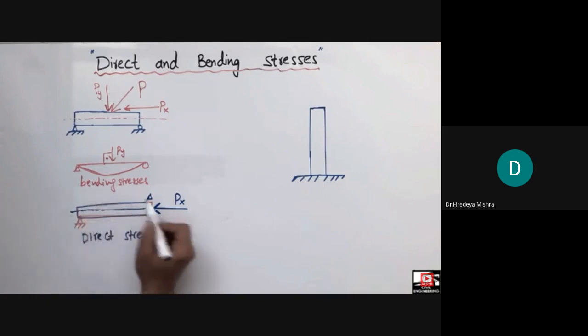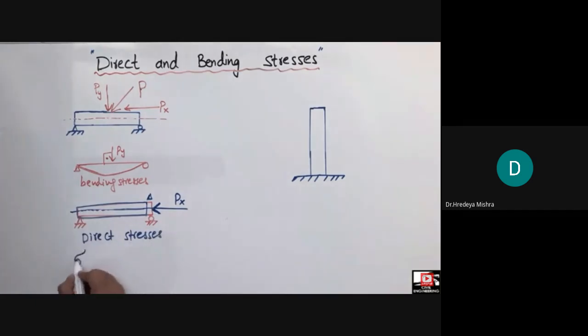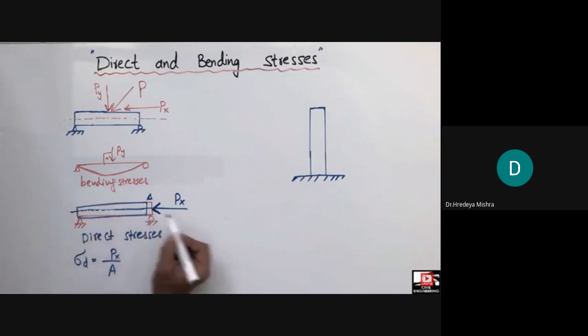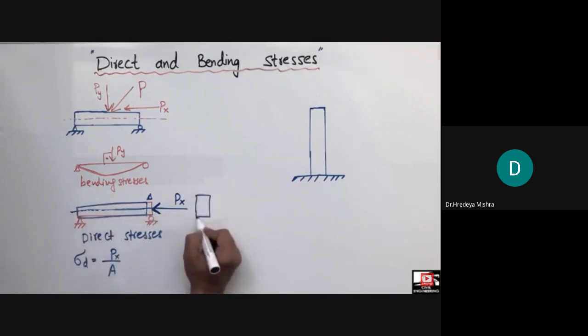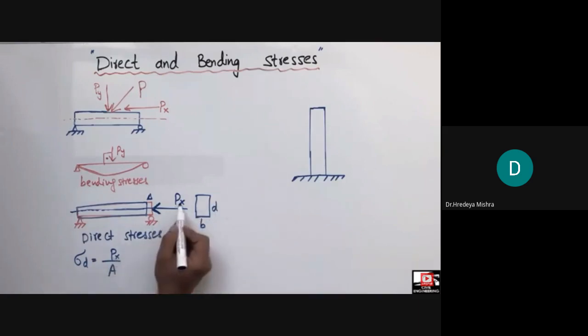And how to find the bending stresses and how to find the direct stresses? The direct stresses are really simple and can be calculated as sigma D equals P, the load or Px, divided by the area of the beam. If this is the cross section of the beam, let's suppose this is the depth D and this is the width. The load acting on the beam divided by the cross-section area gives the direct stresses. And how to find the bending stresses?